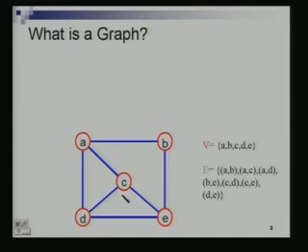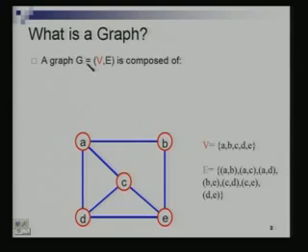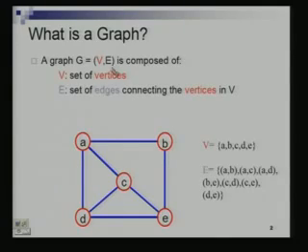Pictorially, this is what a graph is, and what are the terms we are going to have. A graph is always represented by a two-tuple, V and E typically. V is what we will call the set of vertices, and E we will call the set of edges. So a set of vertices and a set of edges together specify a graph.